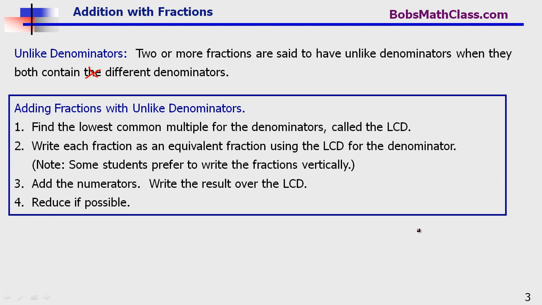Number 3, add the numerators. Write the result over the LCD. And then number 4, reduce if possible. So numbers 1 and 2, those are the new steps, and 3 and 4, that's the same thing we were doing before.